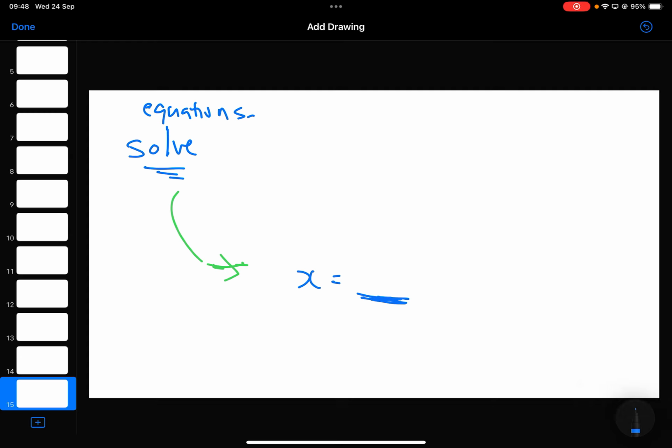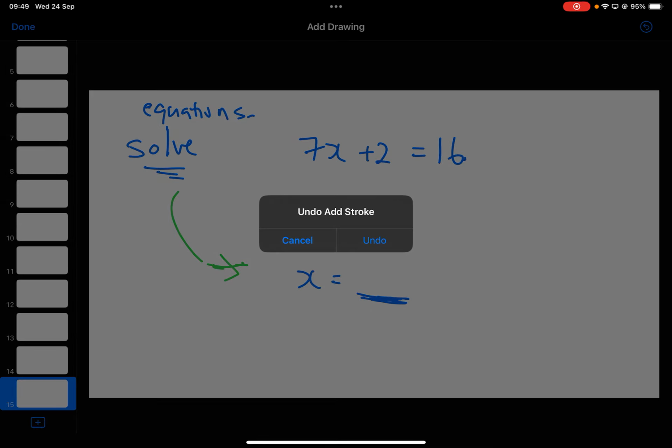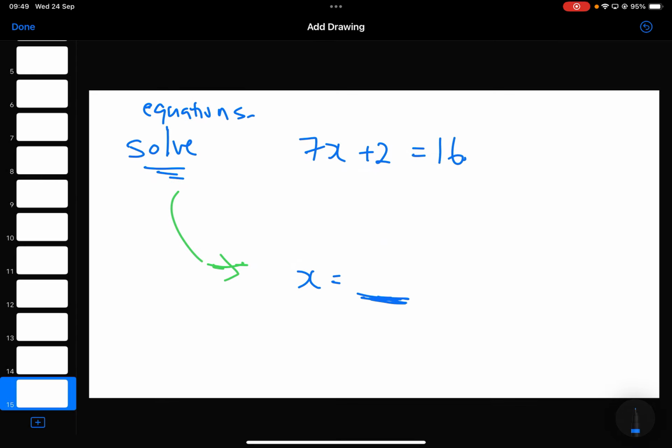So if I want you to solve 7x plus 2 equals to 16. The equal sign means left and right are the same. 7x plus 2 is the same as 16. So what is the value of x that will make my left hand side 16? If I just go by thinking or trial and error, when x equals to 2, 7 times 2 is 14, 14 plus 2 is 16.